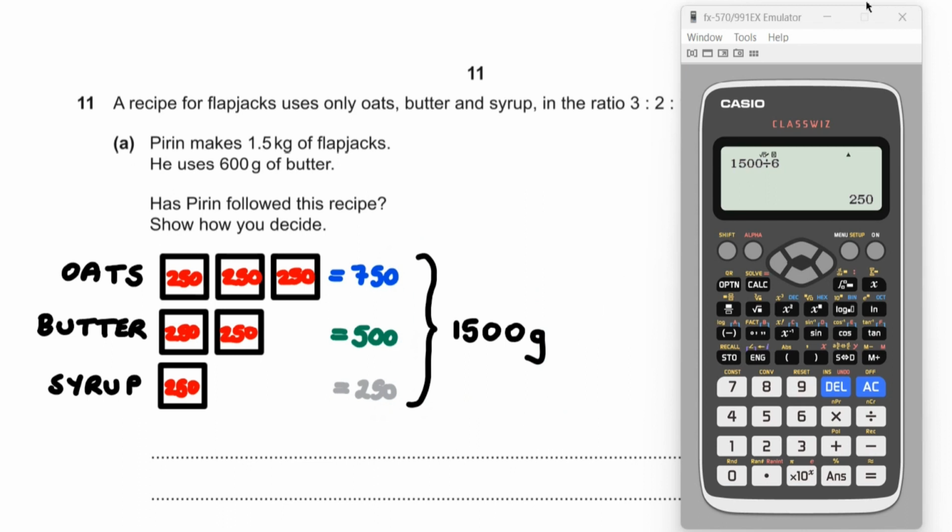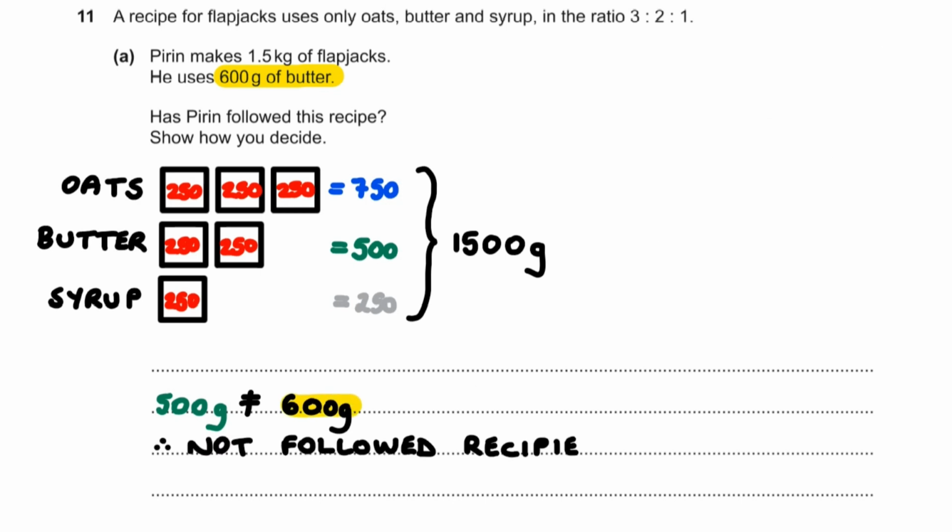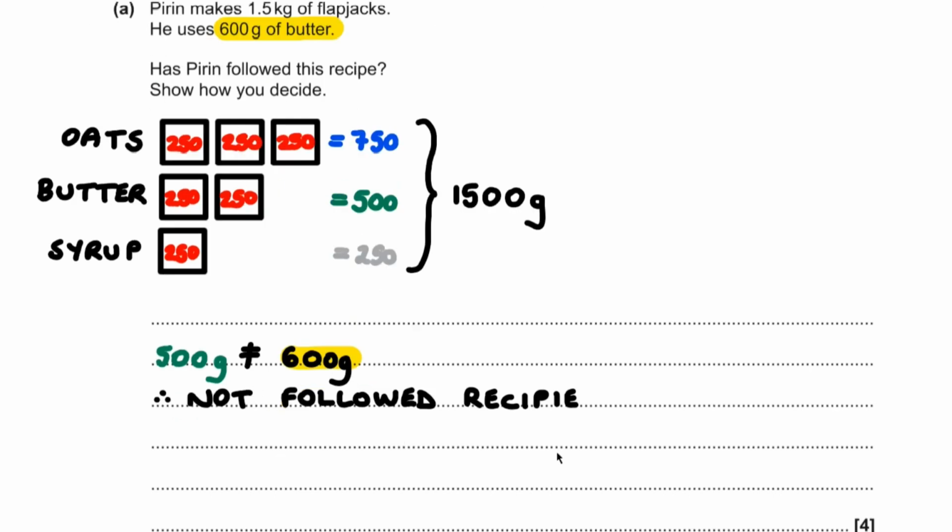So, in this question he uses 600 grams of butter. How much does he actually need to use? He needs to use 500 grams. So because this 500 grams, which is what's required, does not equal this 600, what we can therefore say is he's not followed the recipe.